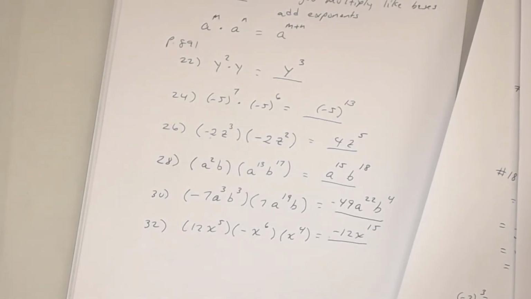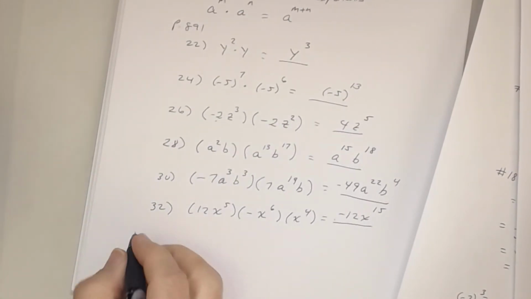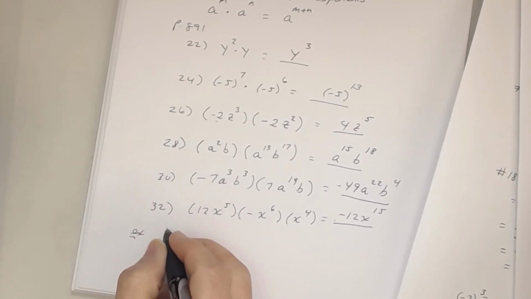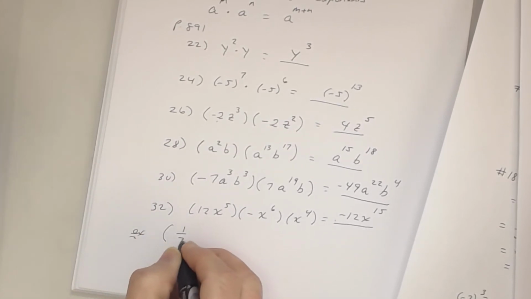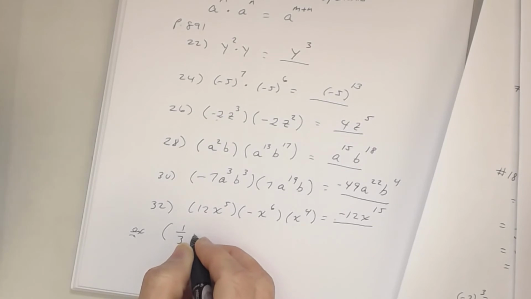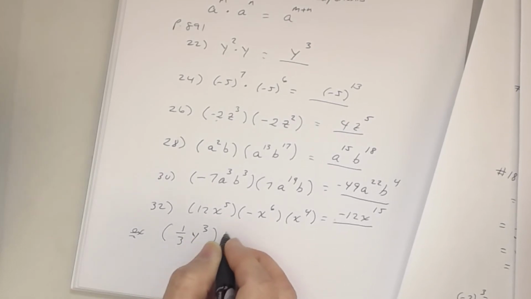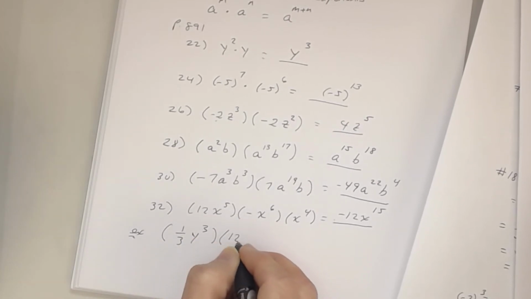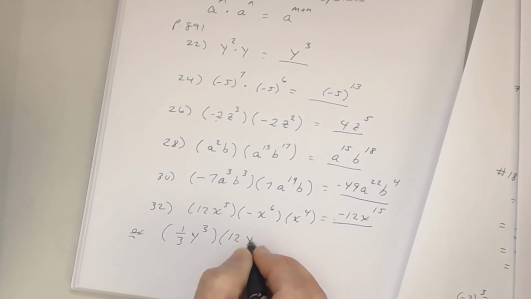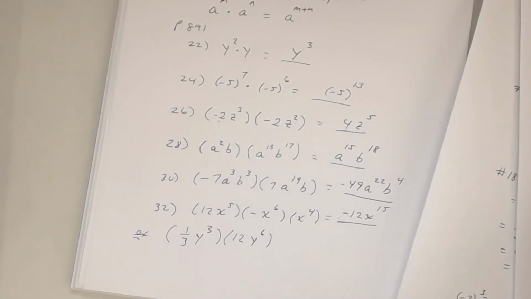So write this example. Okay, I have 1/3 y to the 3rd power times 12 y to the 6th power. So 1/3 y to the 3rd power times 12 y to the 6th power.